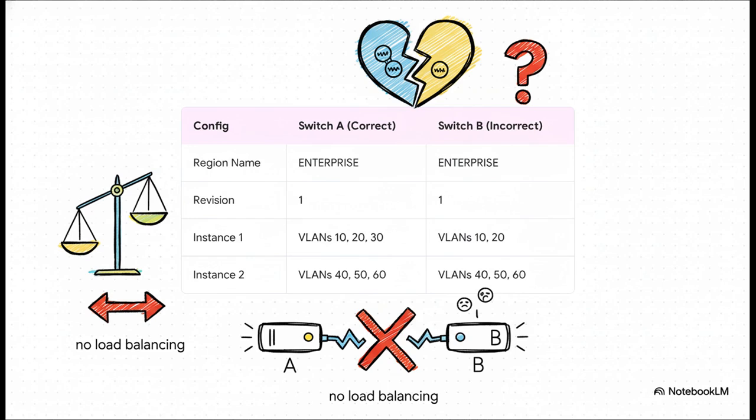Just look closely. Switch A and Switch B have the same region name, same revision number. Everything looks good, but then you see it. In instance 1, Switch B is missing VLAN 30. That tiny typo, that one little omission, is enough to completely break the MST region. These two switches will now see each other as being in different regions, and all that careful load balancing design goes right out the window.